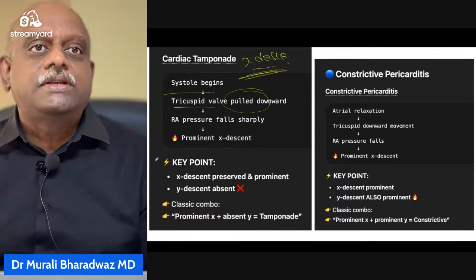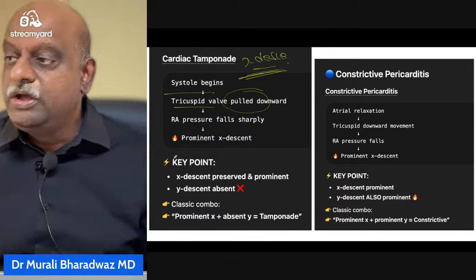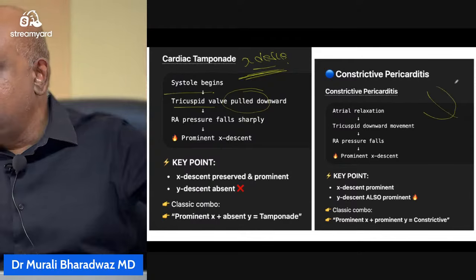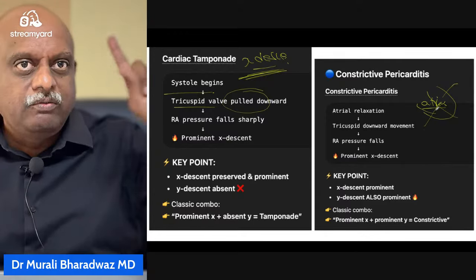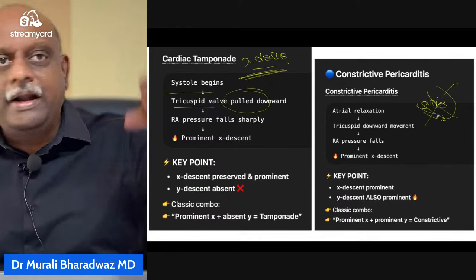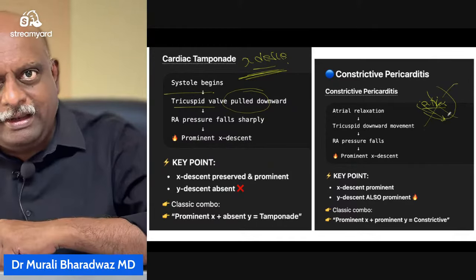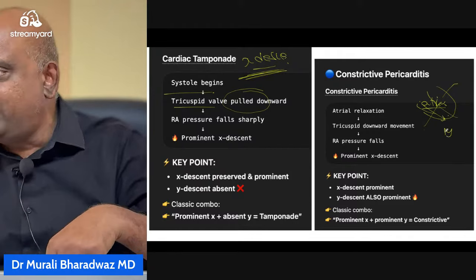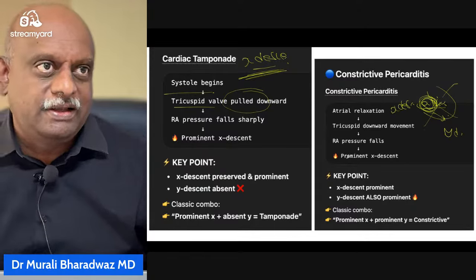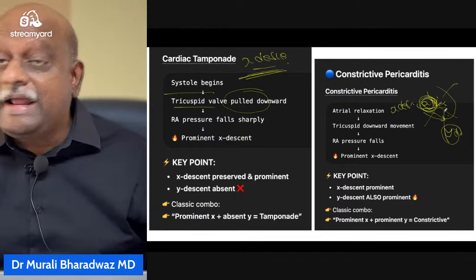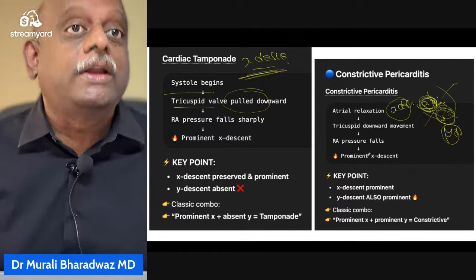First you need to know what the X descent is. Why does it happen? Descent means a decrease in pressure. So there is a decrease in pressure in the atrium two times. One time during ventricular diastole, when blood suddenly empties from the atrium into the ventricle, there is a fall, a descent. That is called the Y descent. Then where do you get the X descent? Unlike the Y descent, which is a diastolic event, the X descent is a systolic event.